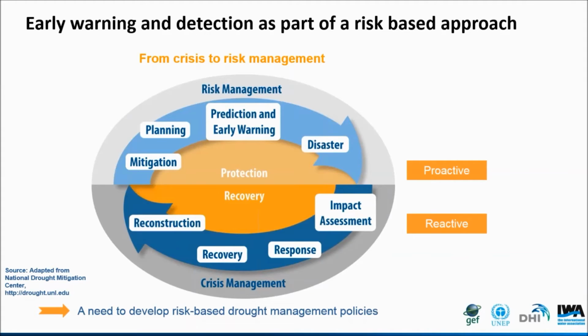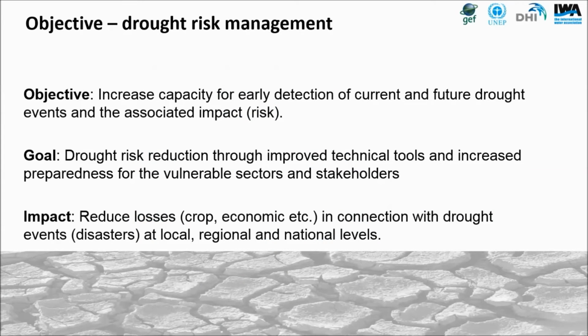In this project we are focusing on the technical aspects of risk management through improved tools for early detection and warning of droughts, and also through improved planning tools which can increase the capacity of decision makers to make proper decisions, which can hopefully increase the adaptation capacity, but also reduce the impact and the risk of future drought events. So our objective is basically to increase the capacity for early detection of both current and future drought events, and also increase the capacity to deal with the associated impacts or risks.